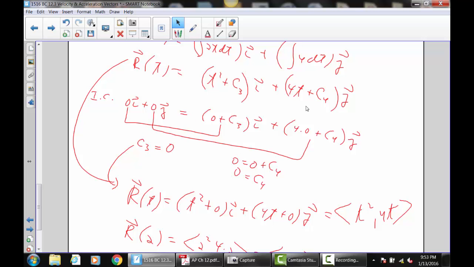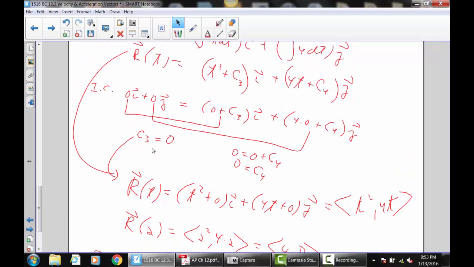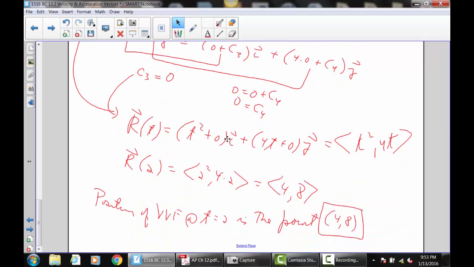So if you forget to put these c's, you'll luckily get the correct multiple choice answer, but I will have to ding you for free response. So now that we know that c3 and c4 are both 0, I can just take this equation here and replace those two constants by 0. I will get this expression right here, which of course is the vector t squared, 4t. And they wanted r of 2, so I just replace the t's by 2.